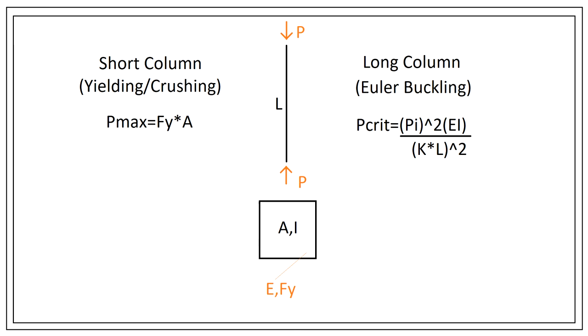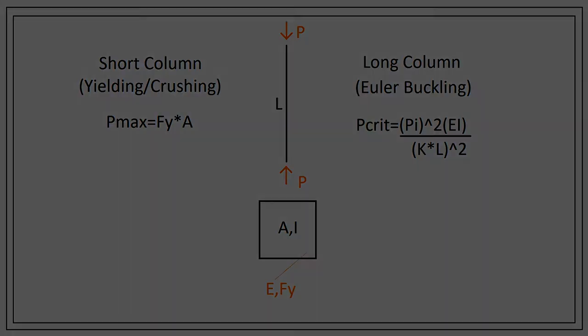Yield stress doesn't even appear in the equation for Euler buckling, as shown here, and it's actually elastic modulus that controls. And instead of being a function of area, it's a function of moment of inertia, which is kind of interesting if you're dealing with a column.